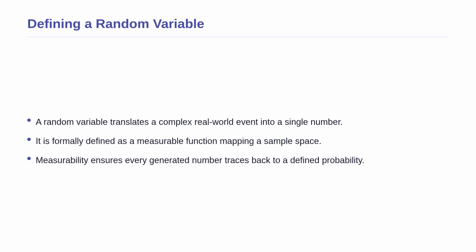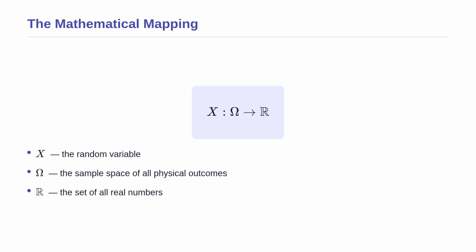Formally, it is a measurable function mapping a sample space to real numbers. The term measurable means we can trace any number it produces back to an event in a sigma algebra, which is just a well-organized collection of events that have defined probabilities. This prevents mathematical paradoxes. Now that we understand the idea, let us look at the mathematical notation.